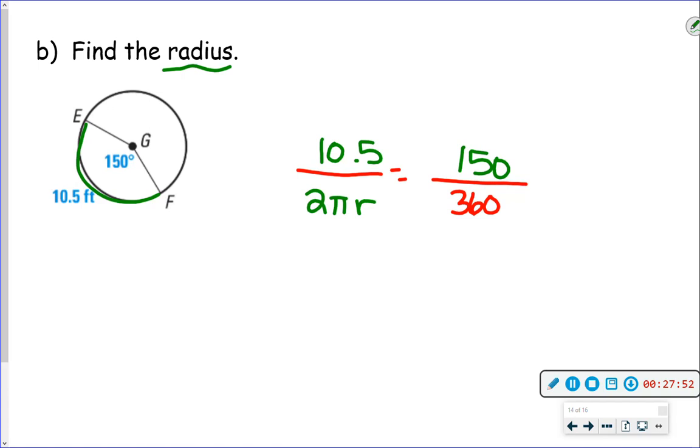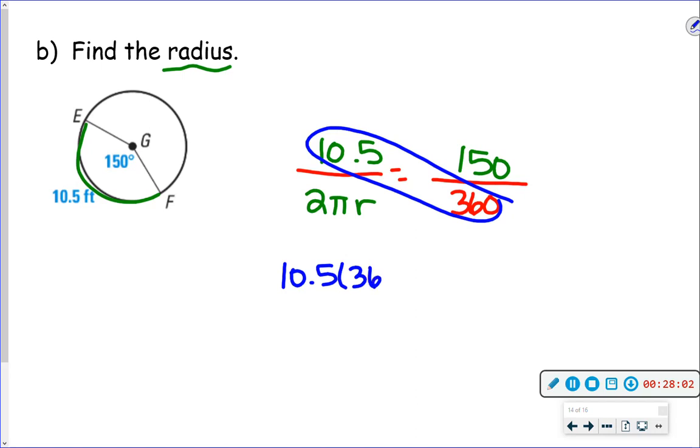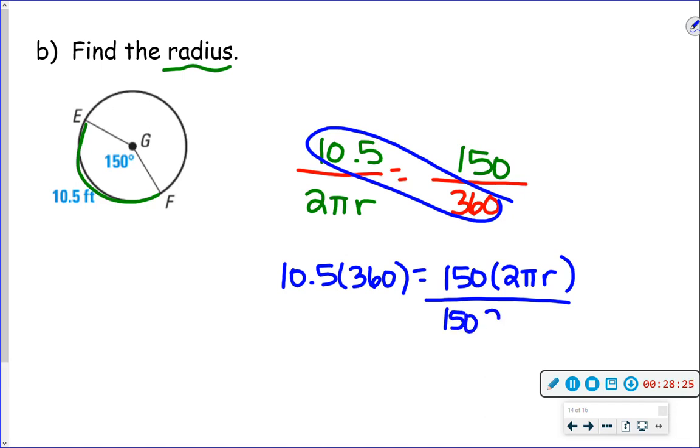Now, shockaroo, cross products. I know you didn't see that coming, did you? So I'm going to do in my calculator 10.5 times 360. I've got 150 times 2 pi r. Now, we can still do the majority of this work in my calculator because they want the radius. So to get rid of the 150, the 2, and the pi, we've got to divide all of that off. 150 and the 2 pi.